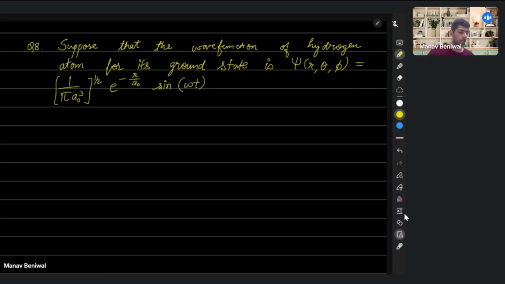Okay, now again we have hydrogen atom, and again we have ground state, and the ground state wave function psi now is similar to the earlier problems, but now it has an additional factor, which is sine omega t. Okay, let us write the question now.